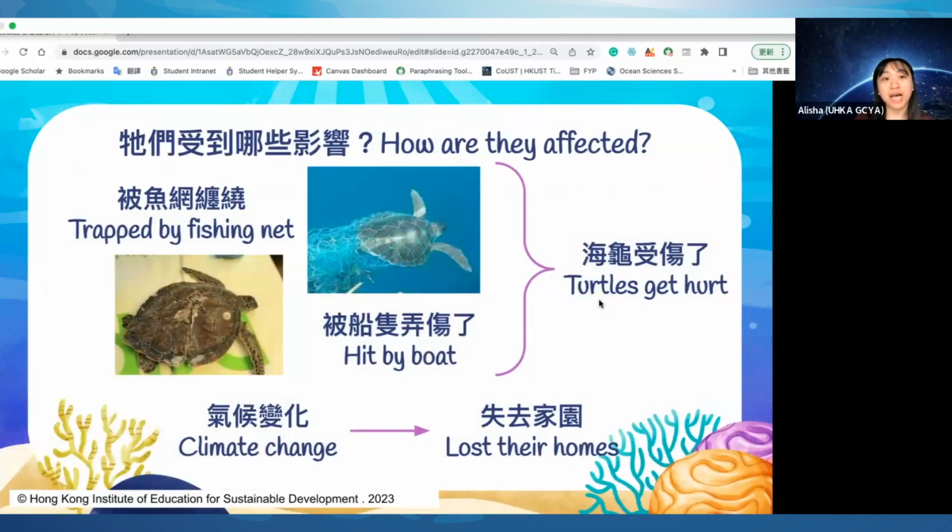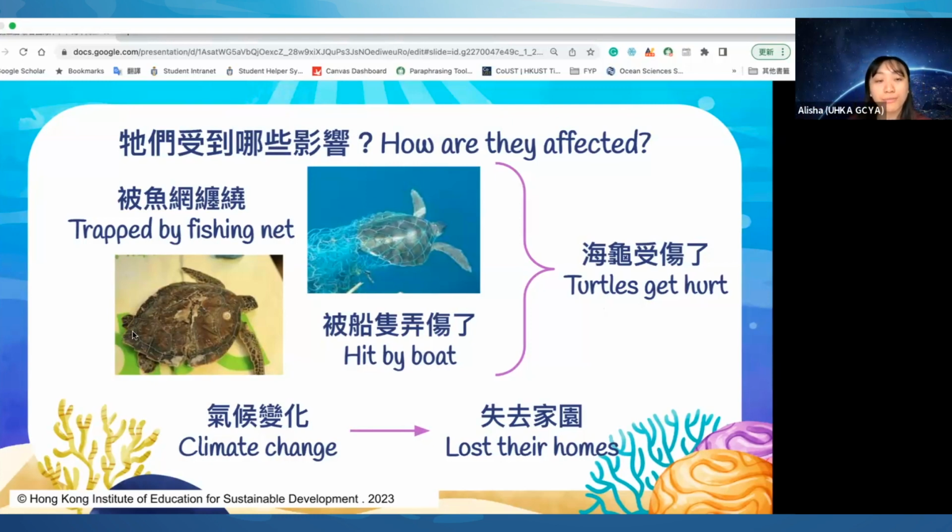Apart from plastic pollution, humans also do other things that affect their daily life. We are usually catching fish. During the catching process, the fishing nets may trap the green turtles. This happens accidentally, but for the green turtles, it is like carrying a very heavy school bag in the ocean. Therefore, it is very hard for them to swim in the ocean and hard for them to look for food.